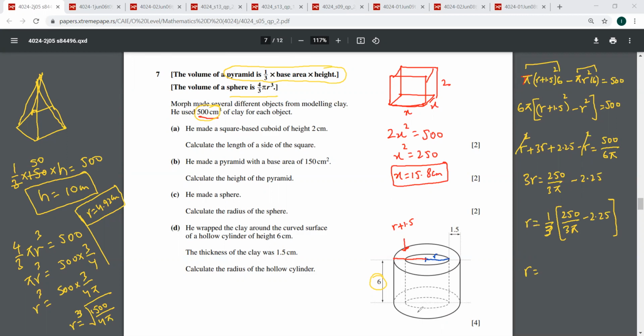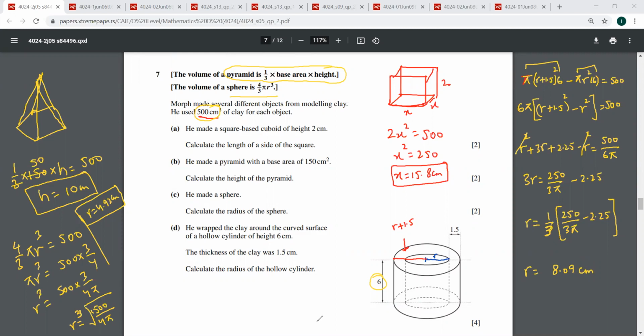Hurry up. 8.09. Let me ask some other people if they have it. This is 8.09. That is the right answer, 8.09 centimeter.